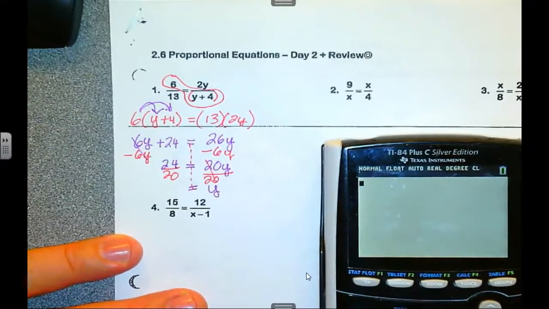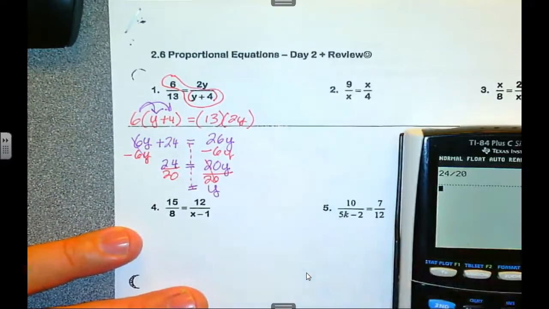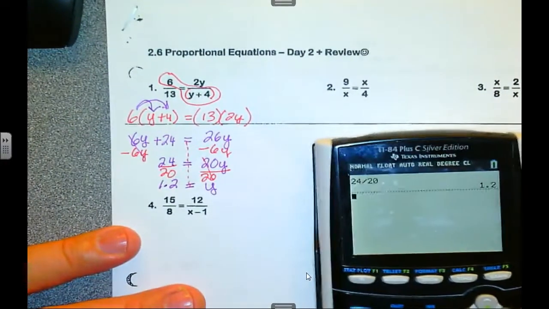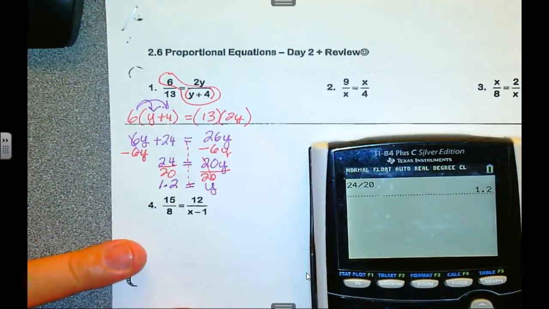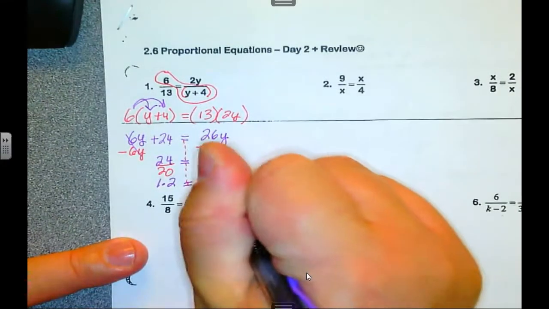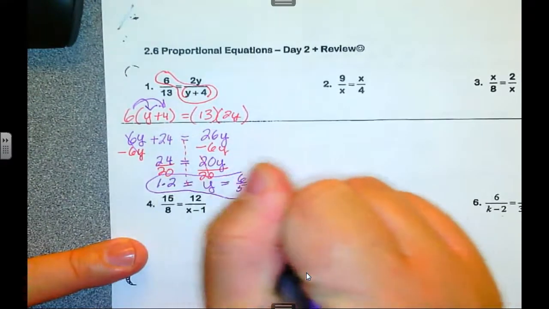I would use your calculators. 24 divided by 20, you get 1.2, which is okay to use decimals in this course, but if you were in my Algebra 2, you're not allowed. So if you want to make your algebra teacher happy, hit math, enter, enter, and you get 6 fifths. Either one is fine for now.